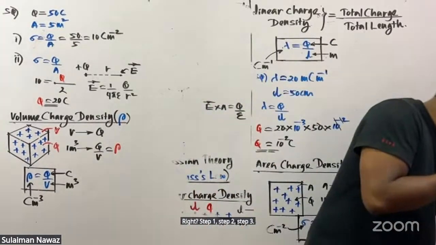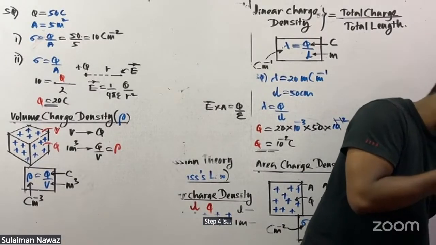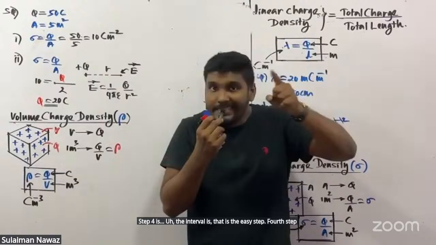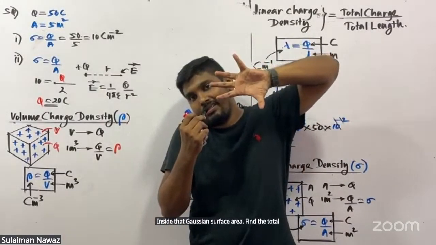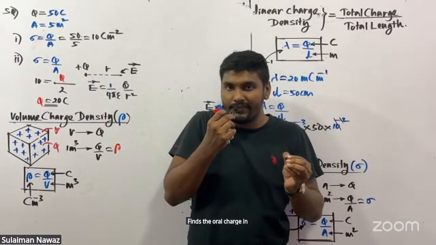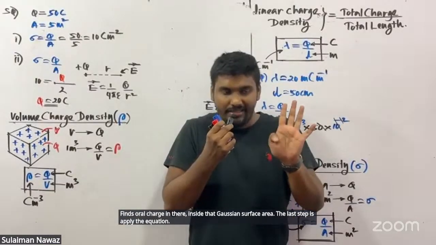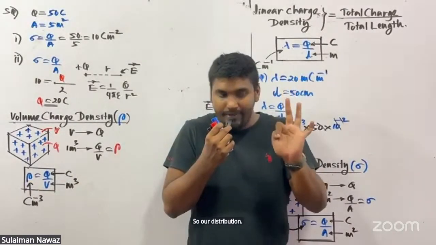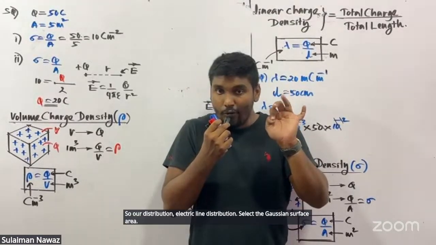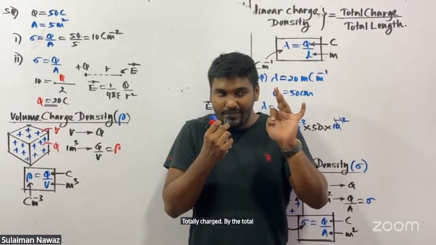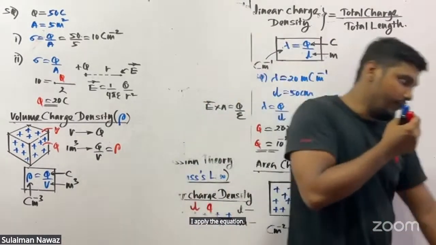Fourth step, and that is an easy step: inside that Gaussian surface area, find the total charge. The last step is apply the equation. Charge distribution, electric field line distribution, select the Gaussian surface area, find the total charge inside the Gaussian surface area, apply the equation.